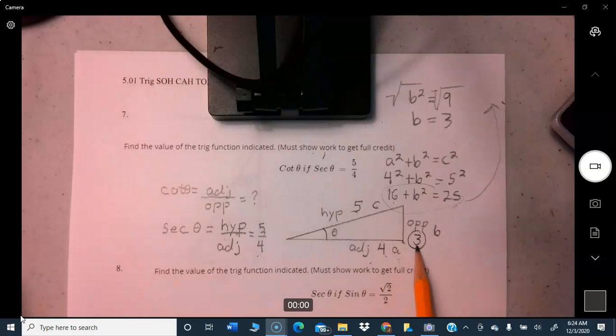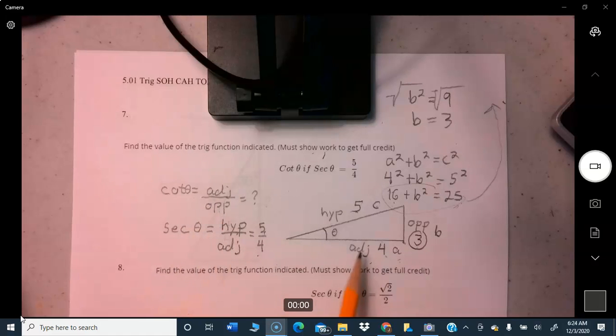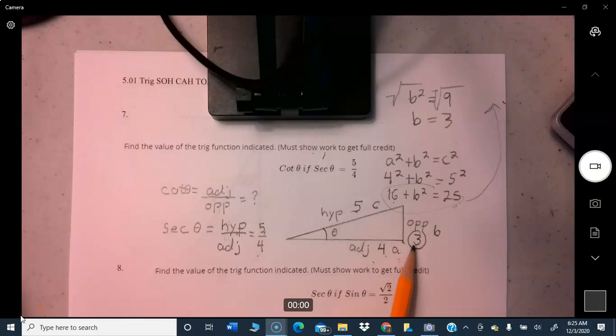Okay, why did we have to do that? We had to do that because the cotangent is adjacent over opposite. We knew the adjacent, but we didn't know the opposite. So I should have explained that to you first. That's why we had to do this. So now we do know the opposite and the adjacent, so now we can answer this question.